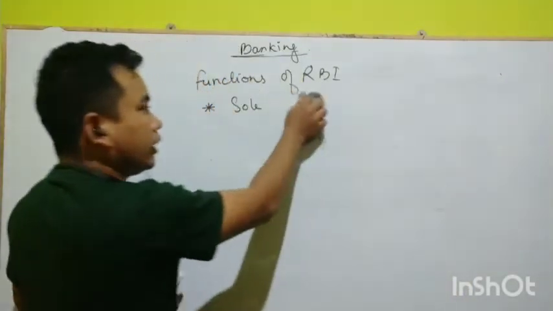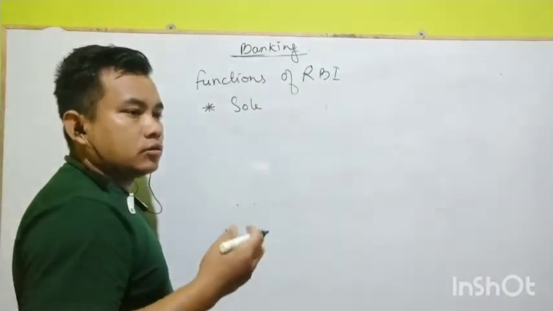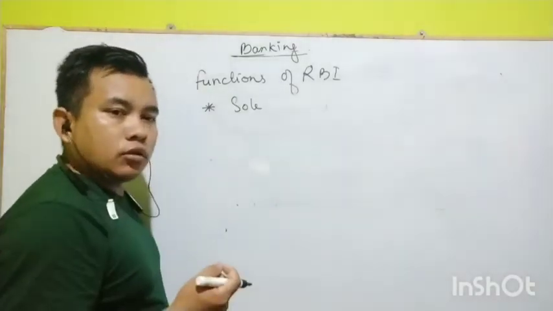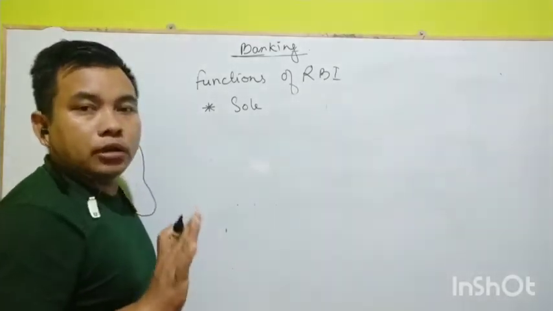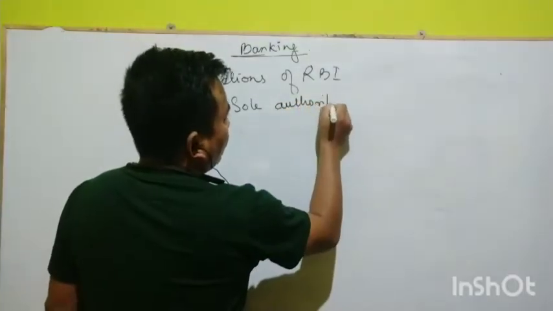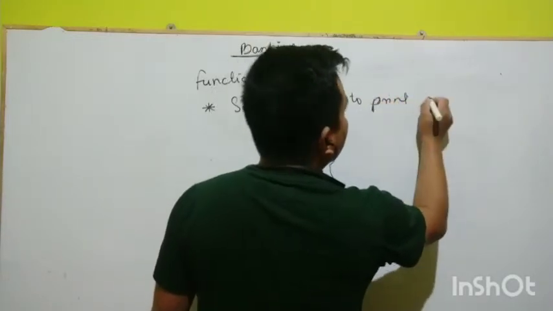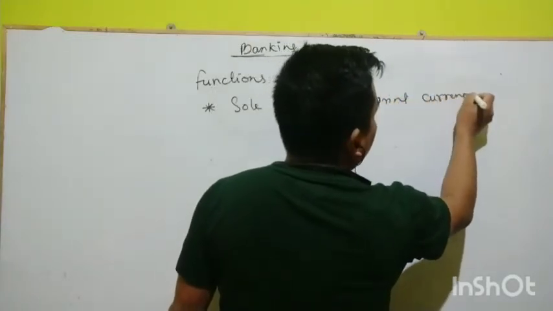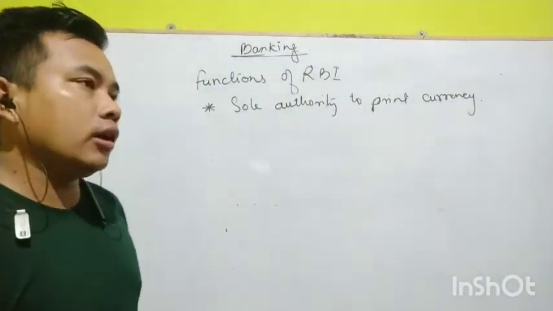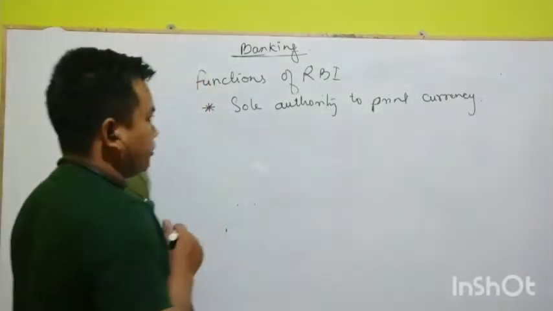Why? Because money includes lots of things. Check is also money, credit card is also money, cryptocurrency is also money. RBI does not print all of them. So it is the sole authority to print currency. Writing currency as money conveys the idea, but if I were the examiner, I would not give marks. It should be sole authority to print currency.